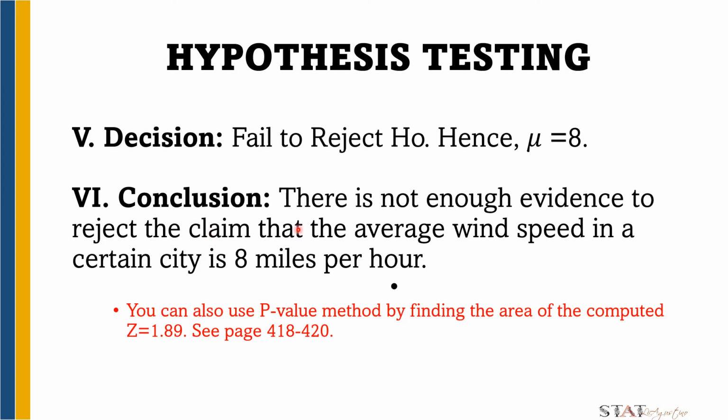In our conclusion, there is not enough evidence to reject the claim that the average wind speed in a certain city is 8 miles per hour. You can also use the p-value method by finding the area of the computed z equal to 1.89. See our textbook on pages 418 to 420 for more examples.